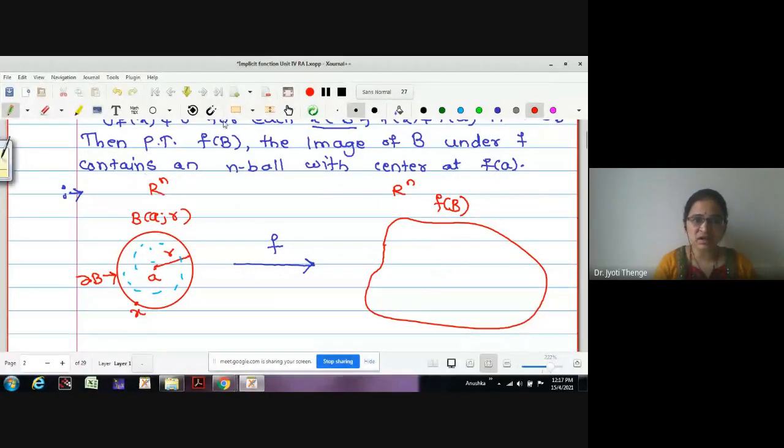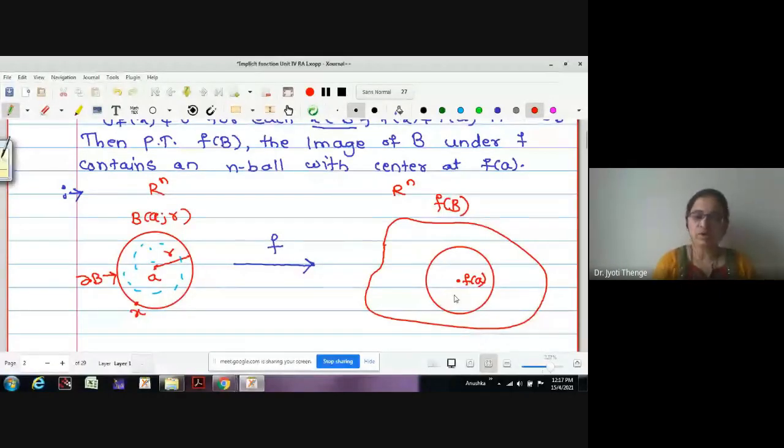So this contains an n-ball again, and what is that n-ball? This contains an n-ball with center at f of A. What is the center of this ball? The center of this ball is f of A. This we want to prove. f of B contains an n-ball whose center is at f of A. This is the simple fact we want to prove.